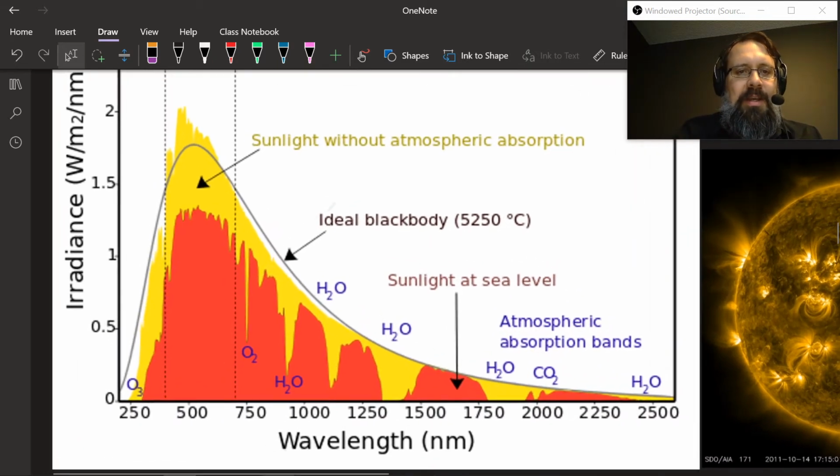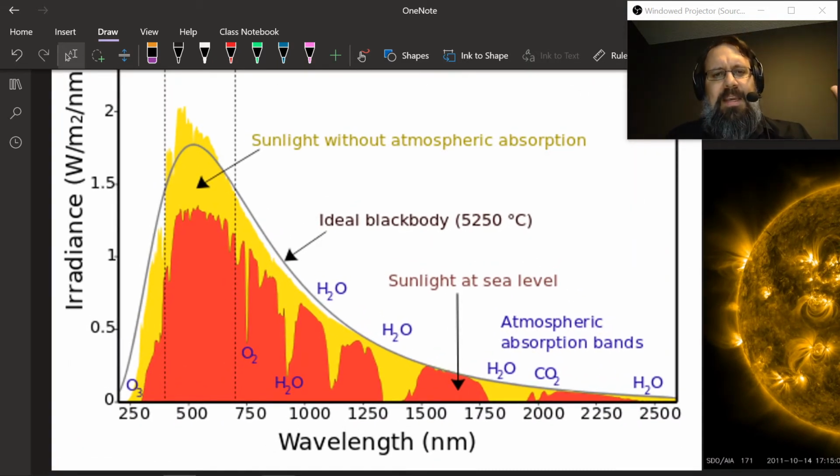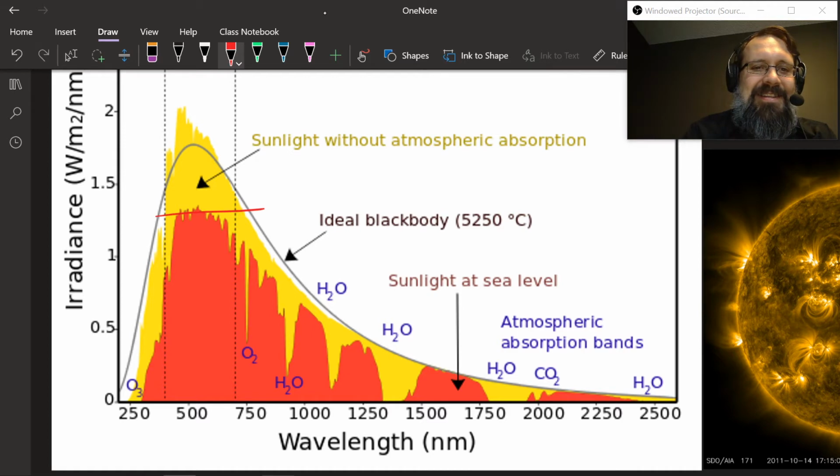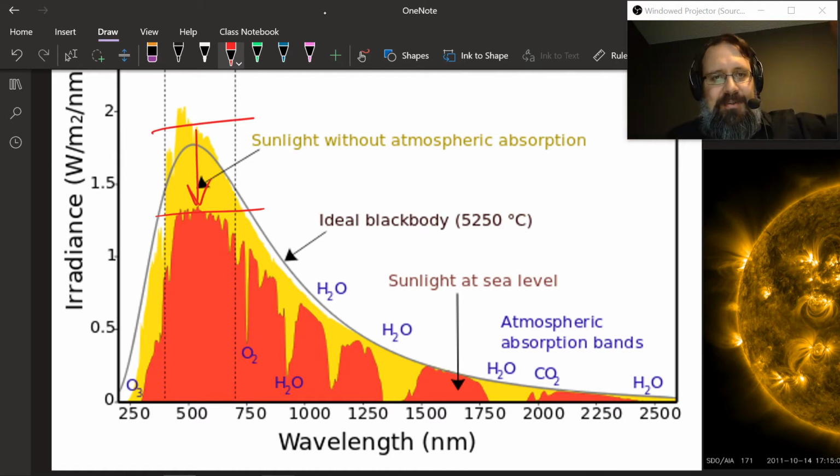And so what you'll notice is, first of all, the amplitude, the height that it reaches, is way lowered. You can see it here. The intensity is dramatically reduced when it goes through the atmosphere. It's just like if you're looking at something through sunglasses, things are going to be dimmer. That makes sense that the atmosphere would do that.